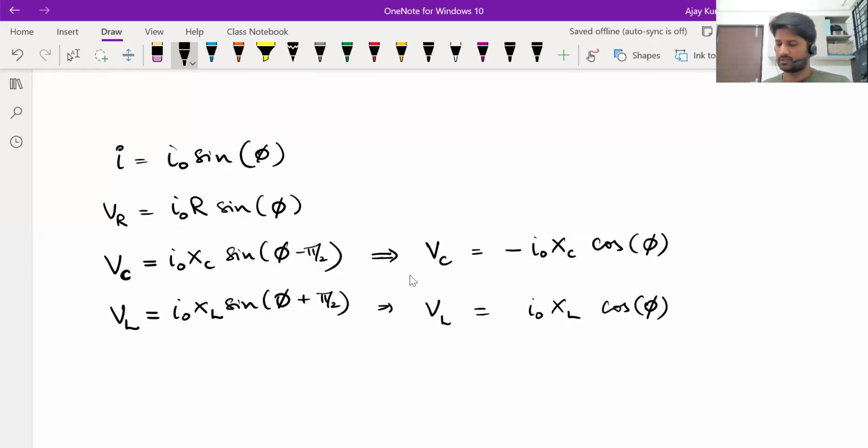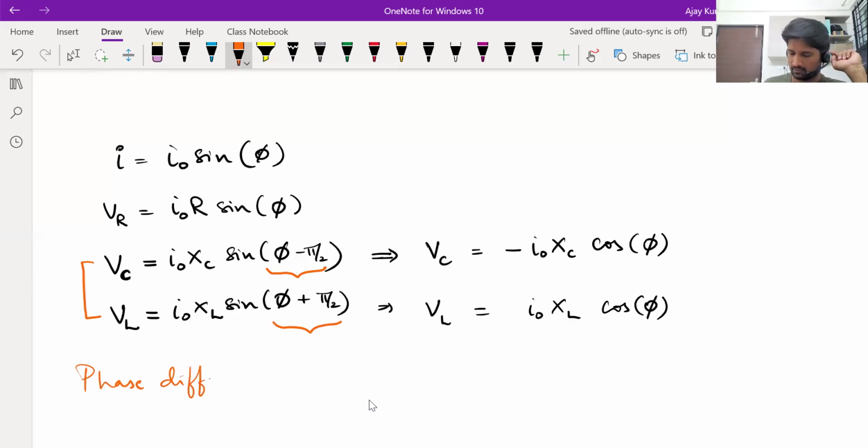If you observe these two functions, the phase of the voltage across the capacitor is phi minus pi by 2. The phase of the voltage across the inductor is phi plus pi by 2. Tell me, what's the phase difference between VC and VL? One function has a phase of phi minus pi by 2. The other has a phase of phi plus pi by 2. What's the phase difference between these two functions? Pradyun?